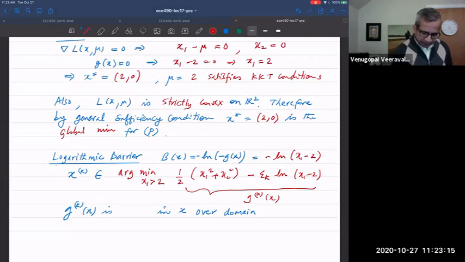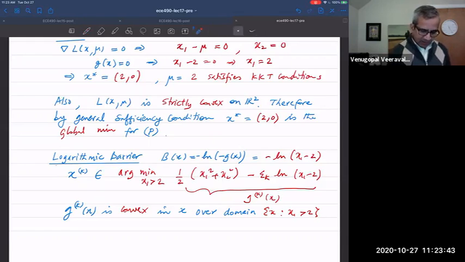This g is easily seen to be a convex function over the domain where x1 is bigger than 2. And it's easy to see that the domain is a convex set. So this g function is convex over a convex set. And why is it convex, by the way? Because this is a strictly convex function, and the negative log is also convex.